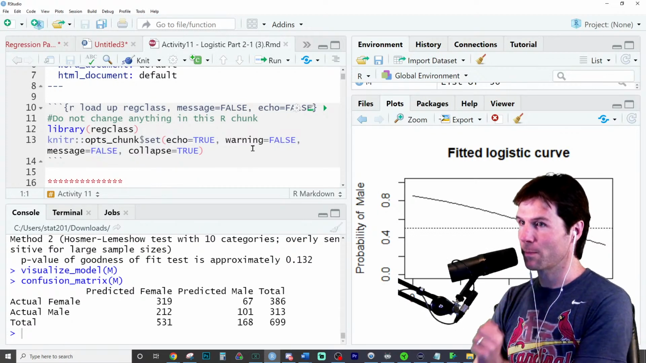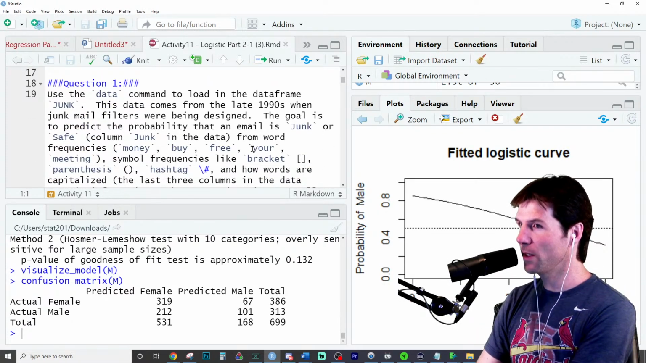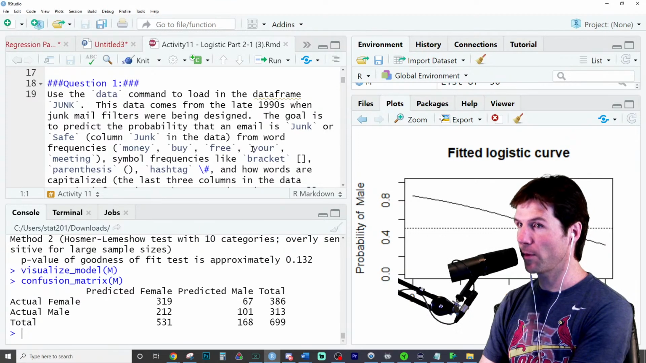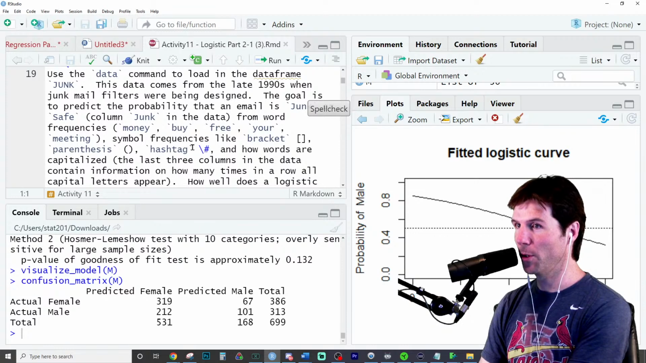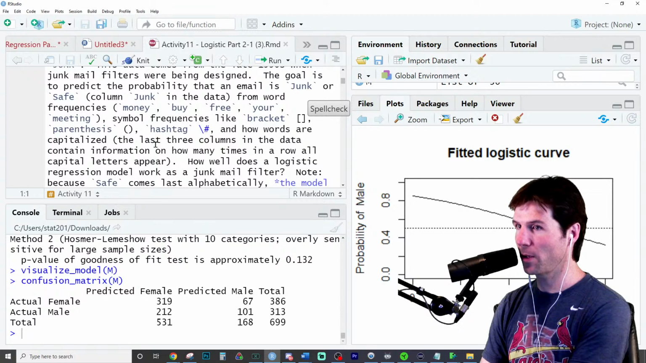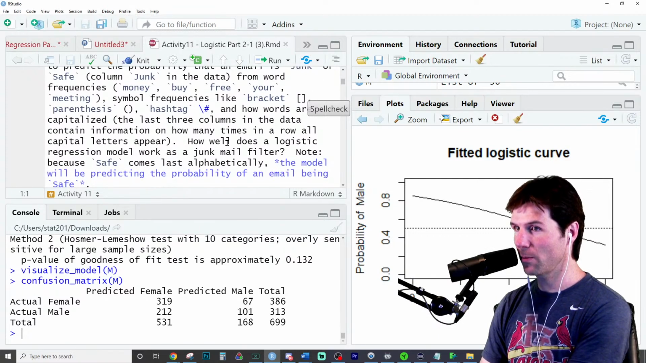So with this right here, let's take a look. Using the data command line to load in the data frame junk, the data contains the late 1990s when junk mail filters were being designed. The goal is to predict the probability that an email is junk or safe from the junk column in the data frame. Words, frequencies like money, buy, free, your, meeting, symbols, frequencies like brackets, parentheses, hashtags, and how many words are capitalized. The last three columns in the data set contain information on how many times in a row all capital letters appear. How well does the logistic model work as a junk mail filter?